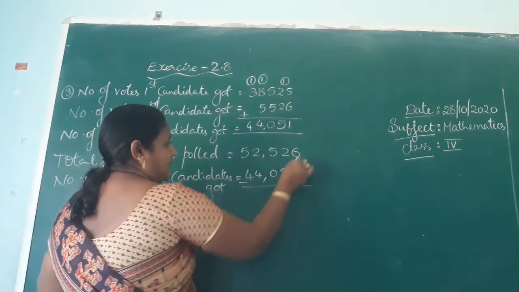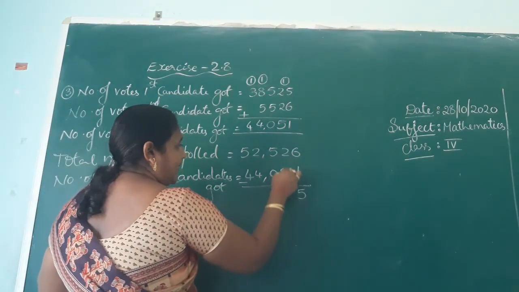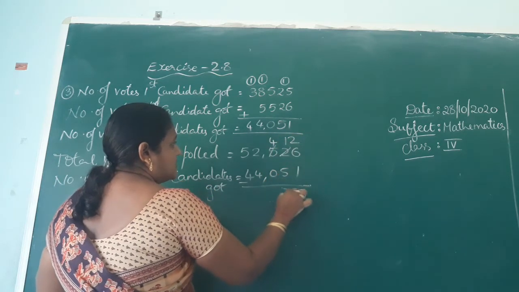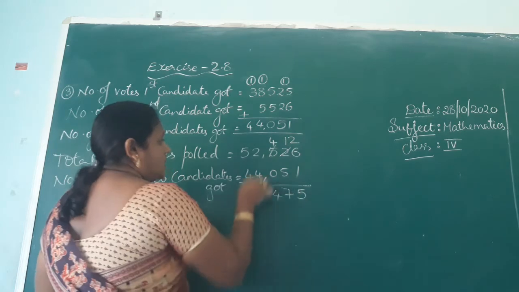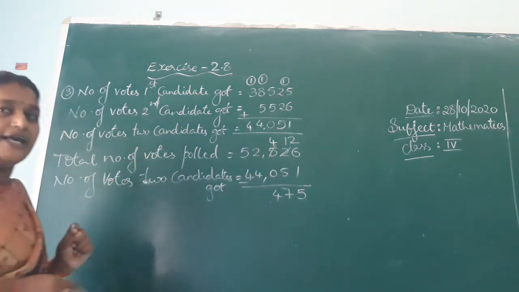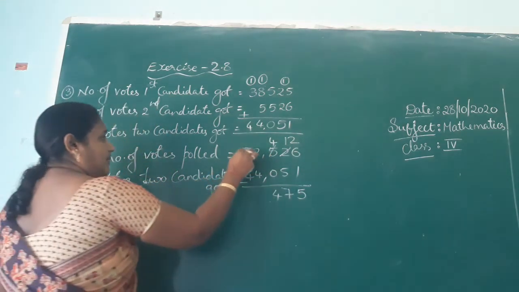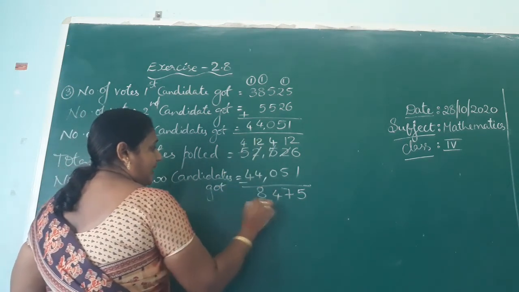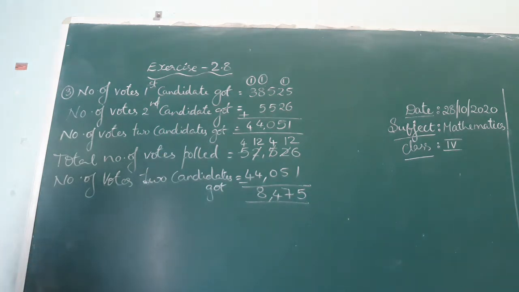If you subtract that number, 6 minus 1, 5. 2 minus 5, not possible, so borrowing, 12. Now it is 4. 12 minus 5, 7. 4 minus 0, 4. So 2 minus 4, not possible, again borrowing from the before number. 5 minus 1, 4, it becomes 10 plus 2, 12. 12 minus 4, 8. 8,475 votes were left. So who got that 8,475 votes?